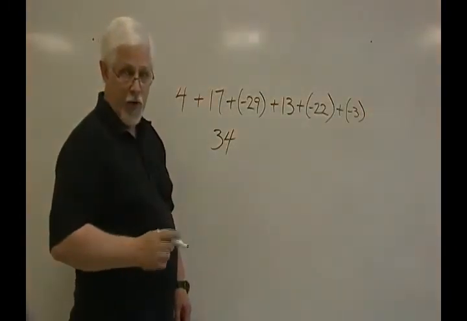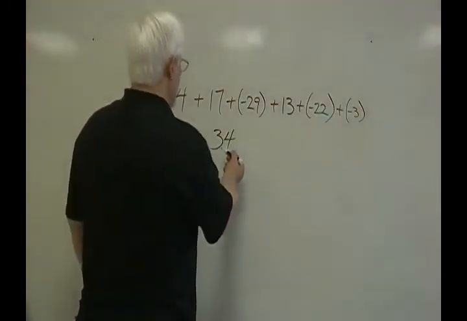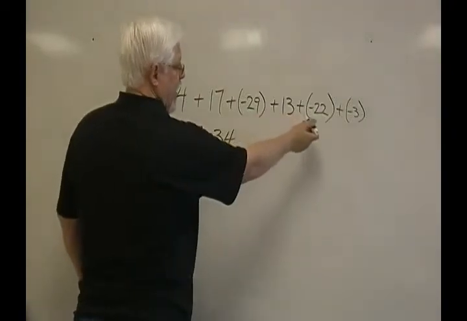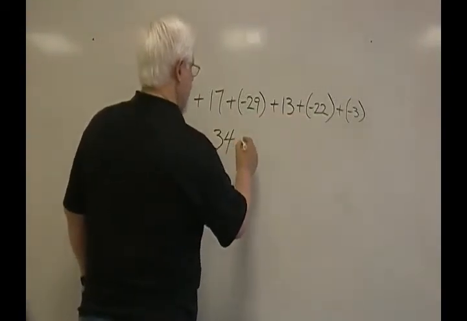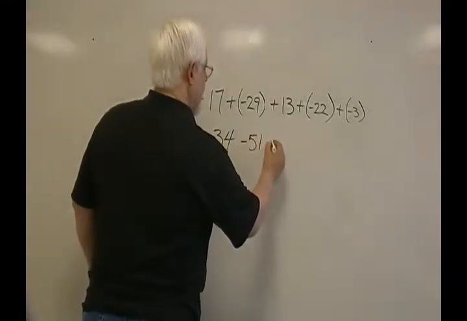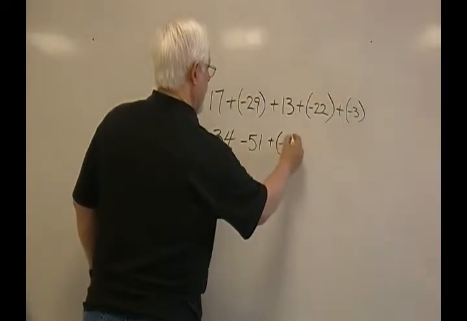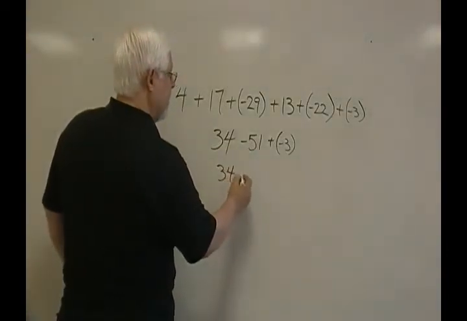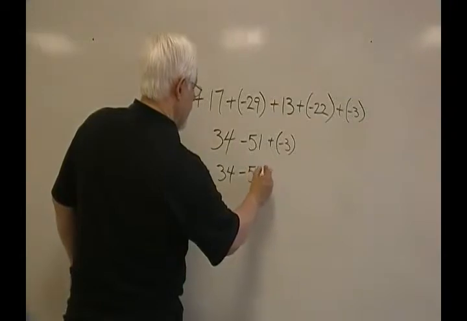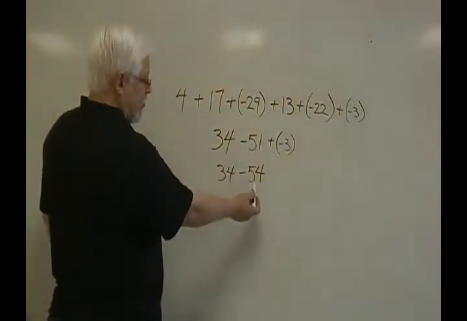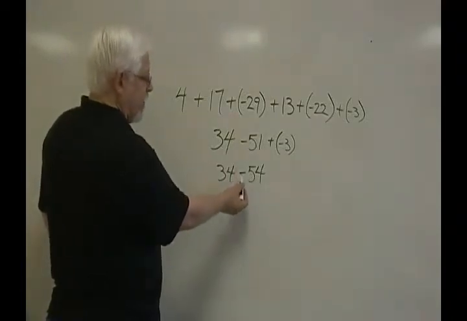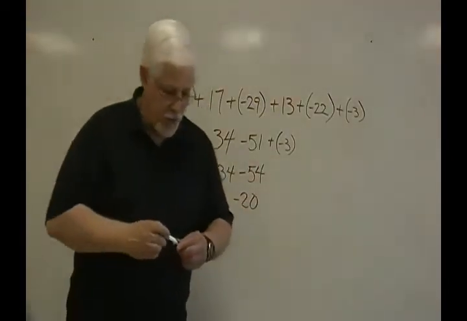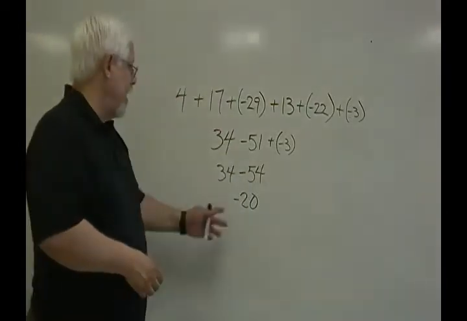Remember, you can use your calculator on this portion of the exam. So I came up with 34, and now I want to combine the negative numbers. Negative 29 and negative 22 would be negative 51, plus negative 3, negative 54. Now to combine these two, we simply subtract the 34 from 54 and use the sign of the larger value. In this case, it would be negative 20. So now I look for my answer. For number 5, it would be B, negative 20.